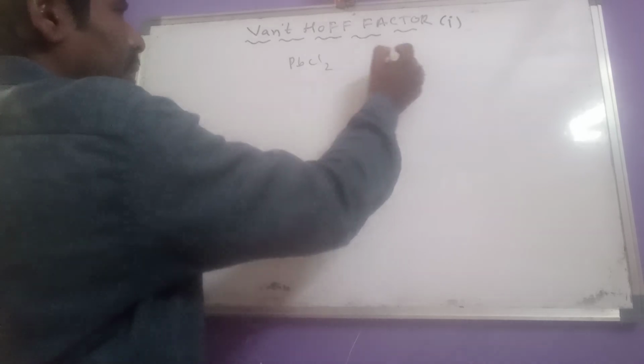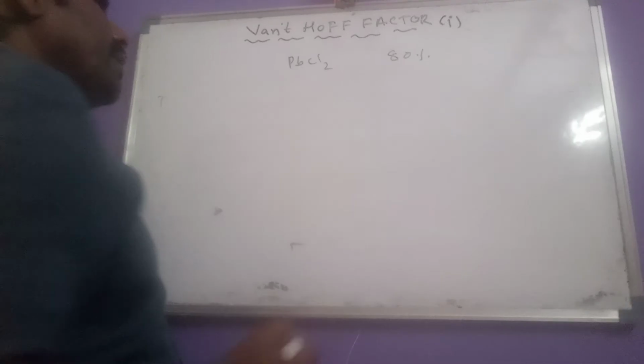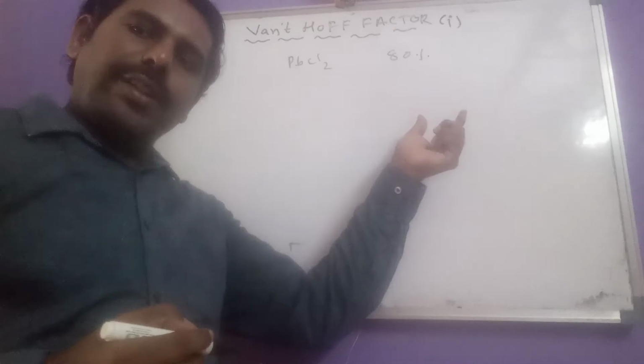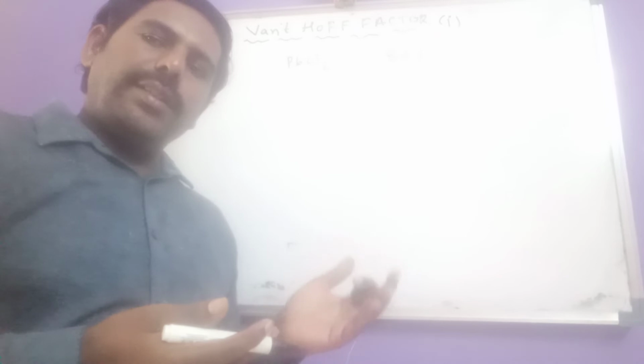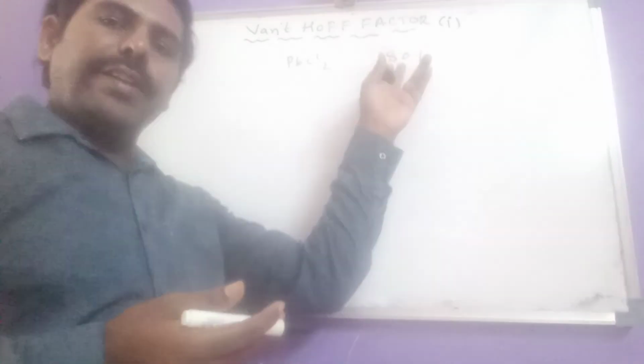Okay, what is that? 80%. This percentage of dissociation is 80%. What is its i value? So we can calculate the i value using which one?